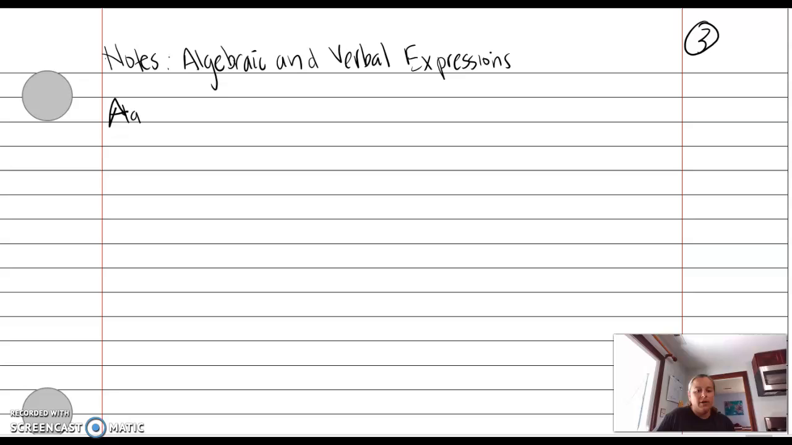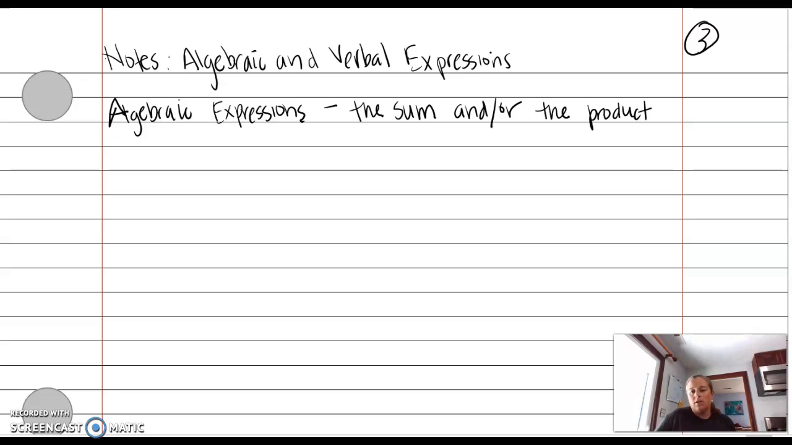First one, algebraic expressions. It's the sum and/or the product of numbers and variables. Let's see if we can highlight this. Aha, perfect.